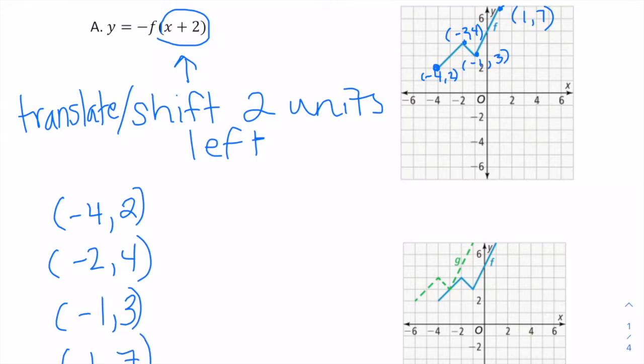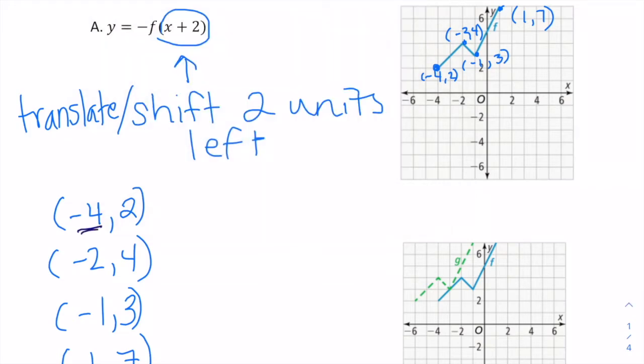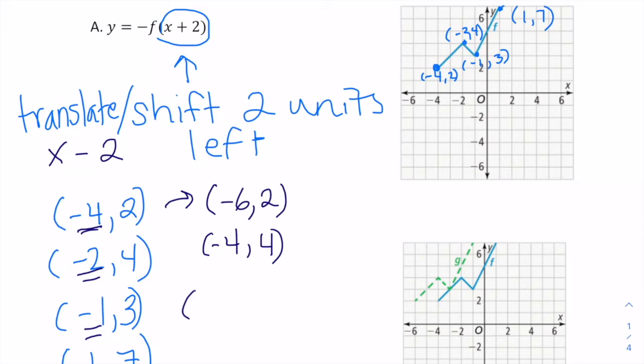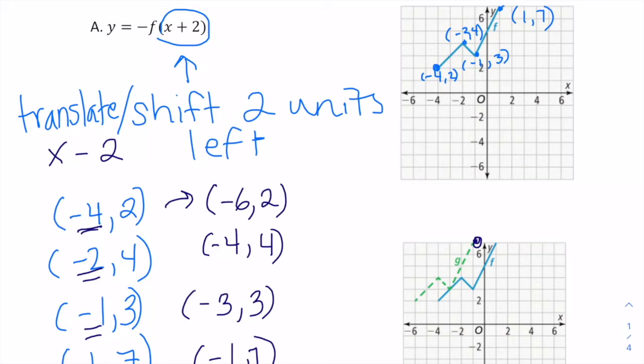So each of these are going to be shifted to the left 2 units. So that, remember, we're looking at this x coordinate, and so we're going to subtract 2 from the x. Okay, so we're going to get these new points, which is negative 6, 2, negative 4, 4, negative 3, 3, negative 1, 7. So we're shifting all of those to the left. So you could kind of see over here in the green, I'm going to keep this navy blue. So here's negative 1, 7. You could see negative 3, 3, negative 4, 4, and negative 6, 2.